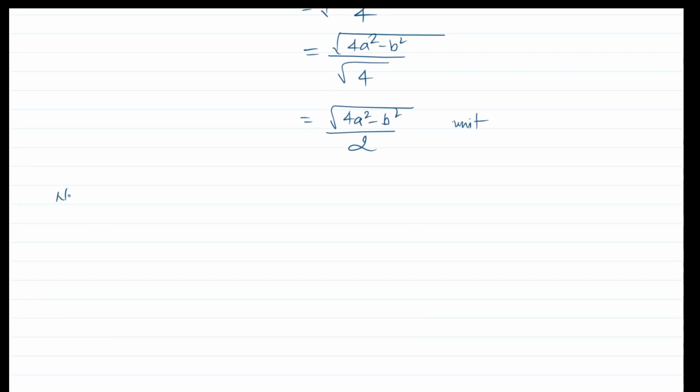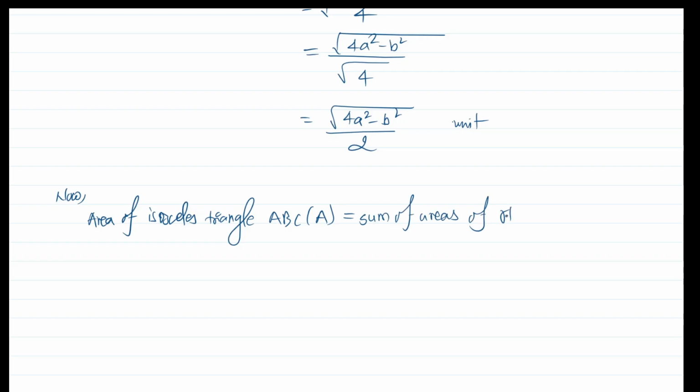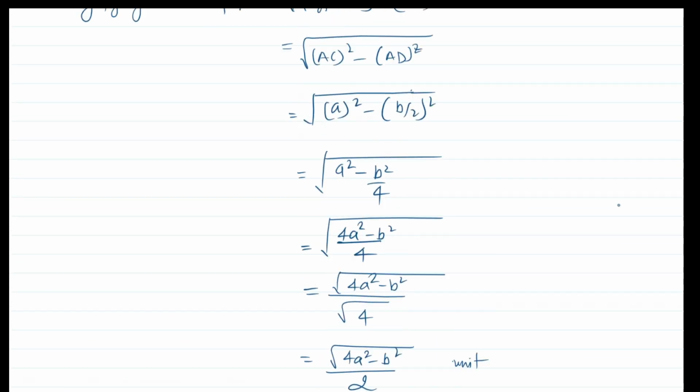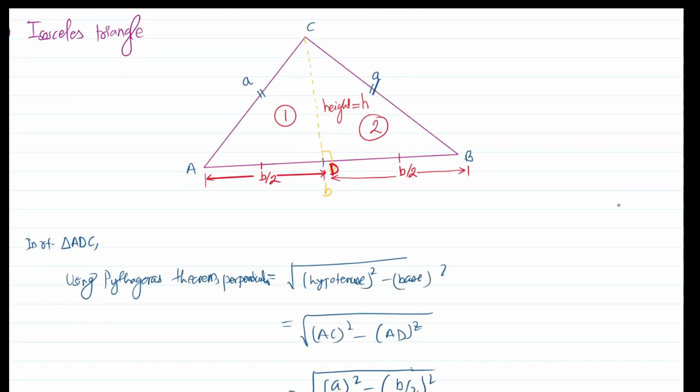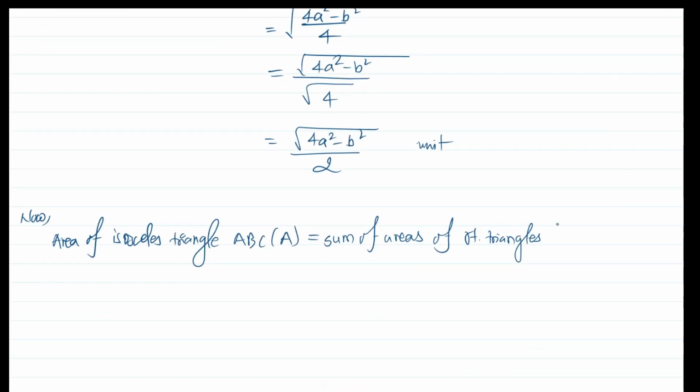And now, the area of isosceles triangle ABC will be equal to the sum of the areas of right triangles ADC and BDC.